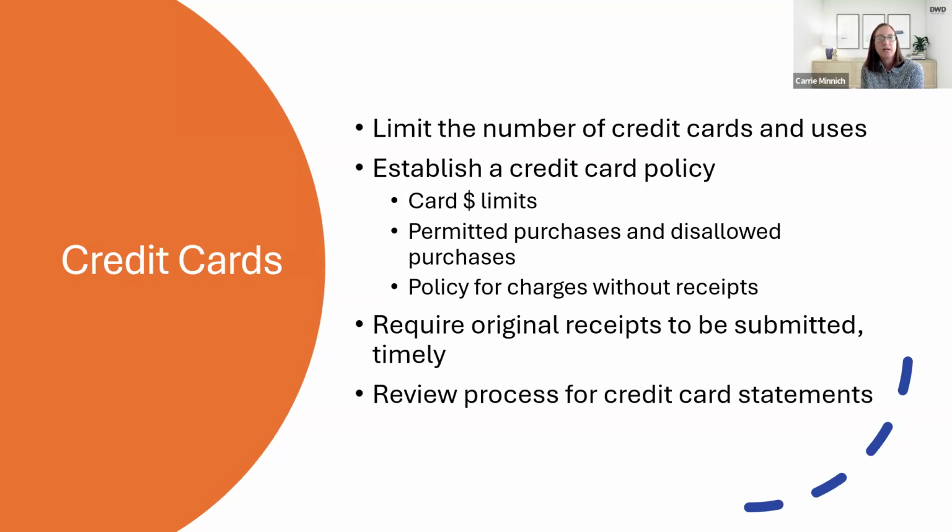And then there should also be a process for reviewing the credit card statements, again, reconciling it. Someone should look at the credit card to make sure that there isn't anything unusual on there, that there's no cash advances and those types of things.